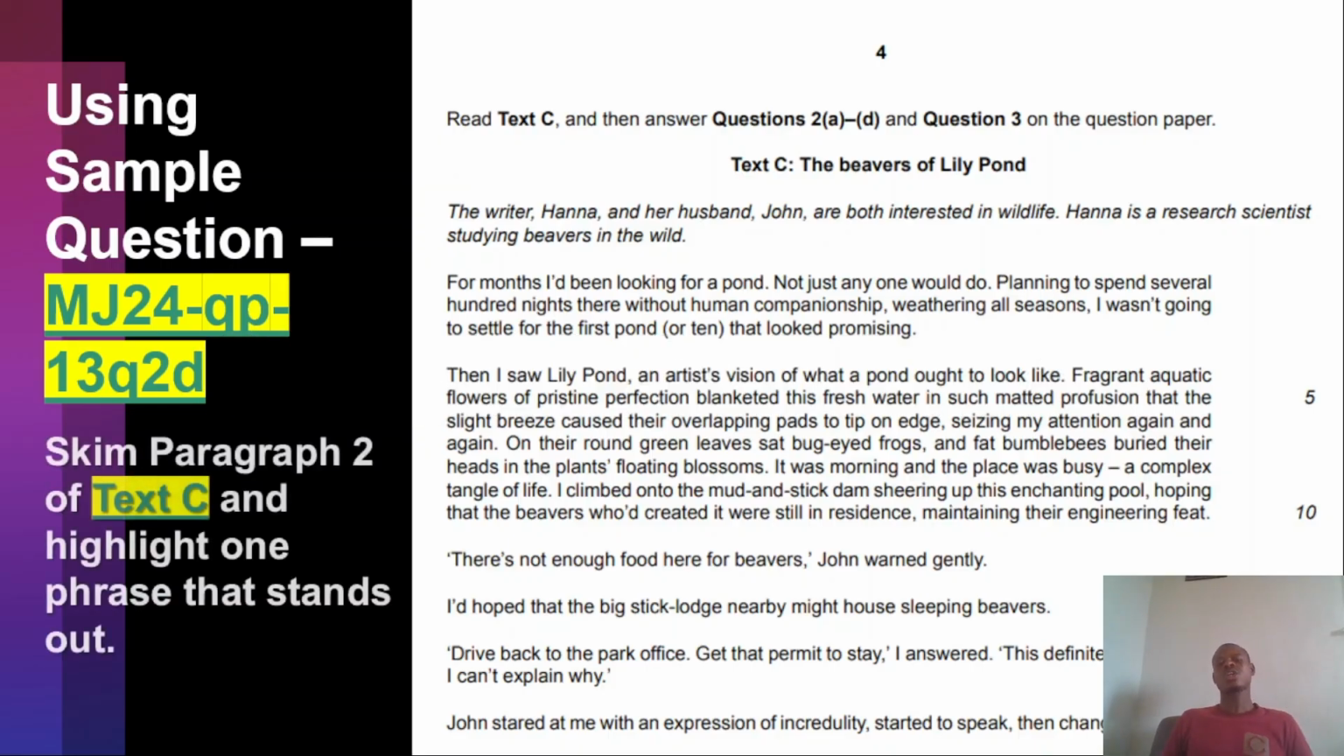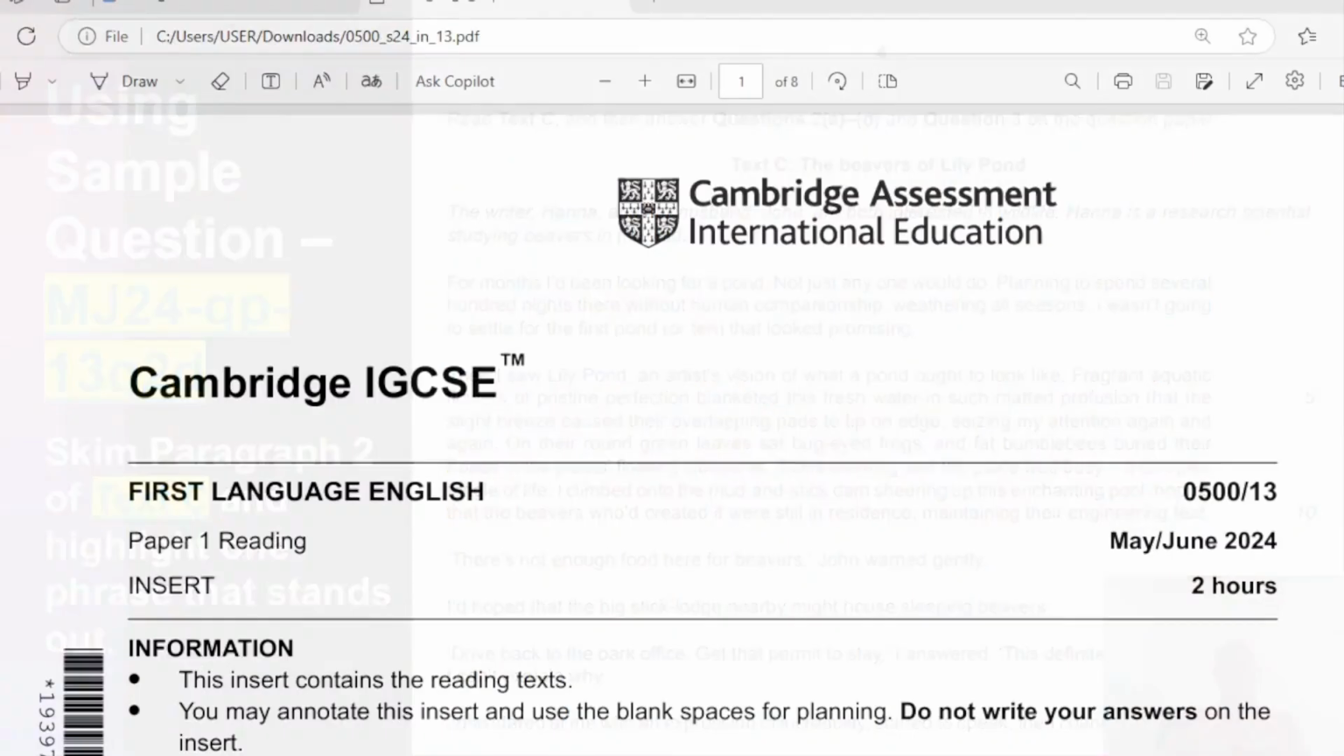And the activity is you're going to skim through paragraph 2 of text C and highlight one of the phrases that stand out. You can actually highlight many of the phrases, as many of them as you can highlight. Go on to highlight them. So let's go on over here to highlight some of these phrases. So I have opened my insert. So I'm going there right now to carry out my analysis.